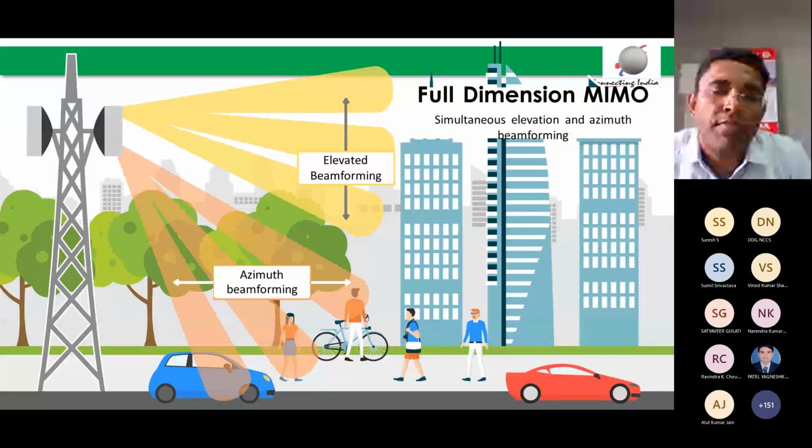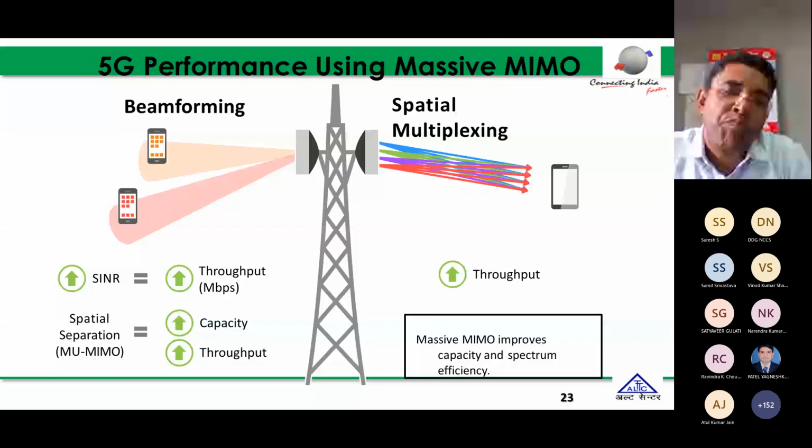Right? If SINR is increased, that means your throughput will also increase. And another case is the spatial separation or multi-user MIMO. In the case of multi-user MIMO, capacity as well as throughput are both increased.